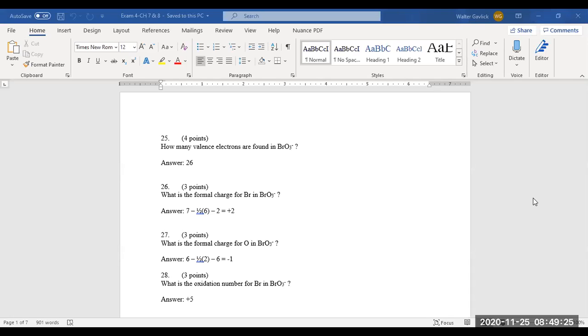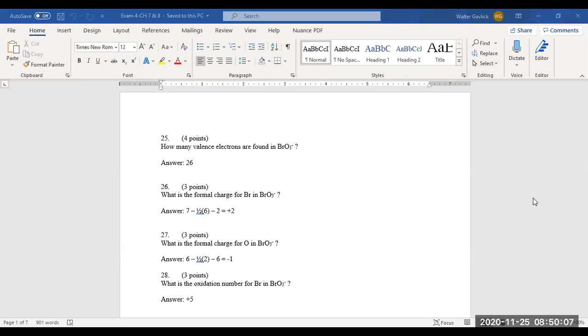26, what's the formal charge for bromine? So remember, we calculate formal charge by taking the number of valence electrons minus 1/2 the bonding electrons minus the number of lone pair electrons. And so if you did the approach of 3 single bonds, then you would have a value of +2. If you took the approach of 2 double bonds and a single bond around the bromine, then that would work out to be 0. So it'd be 7 minus 1/2 times 10 minus 2.